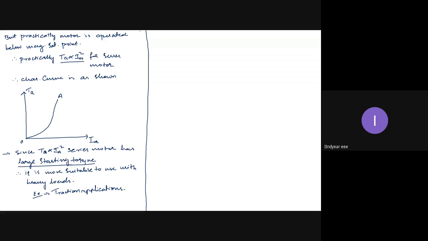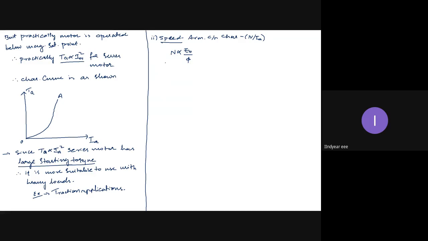So the second characteristic is the speed versus armature current characteristic. The same equation will be used. Speed is directly proportional to EB upon phi. Speed is directly proportional to EB upon phi.